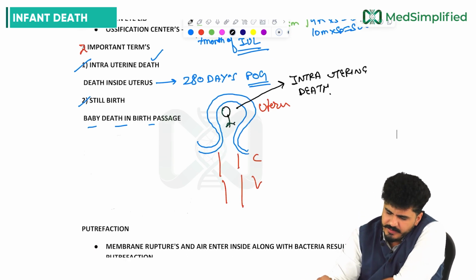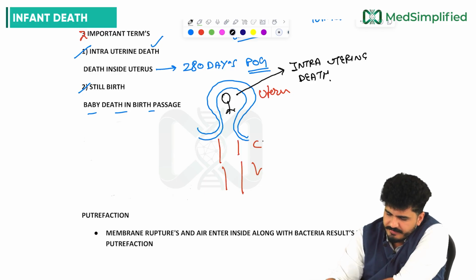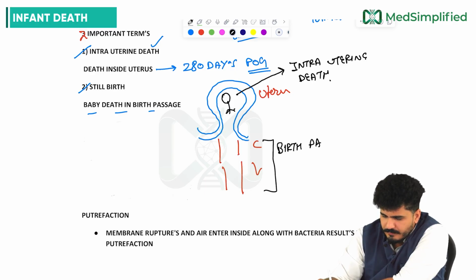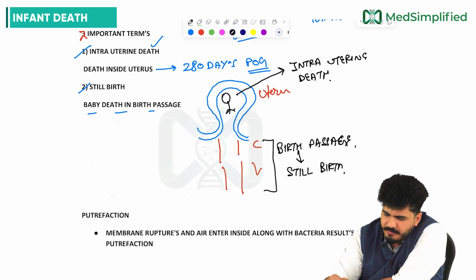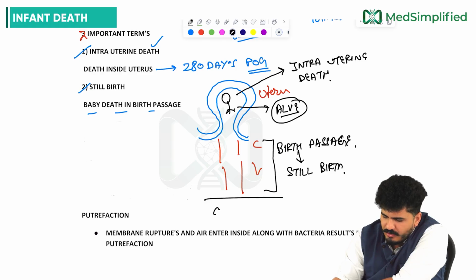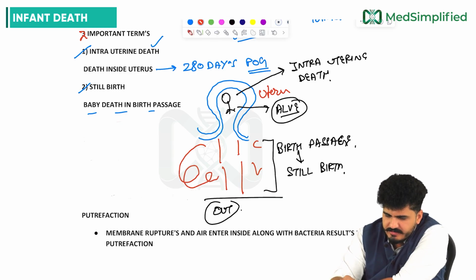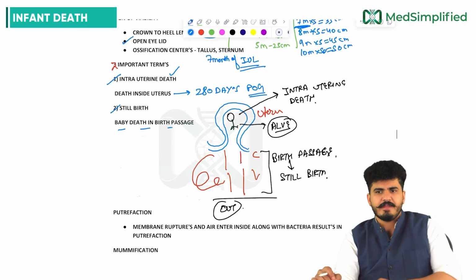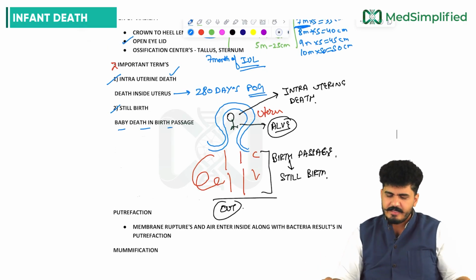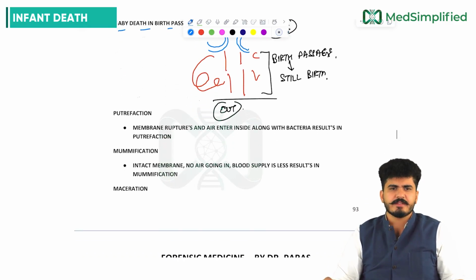If, sir, the baby is dying in the birth passage, this too, cervix, vagina, this is birth passage, we call this stillbirth. Means the baby was alive, but before coming out, he died in this passage. This is called stillbirth. So two definitions are very much clear in everyone's head, my dear friends.